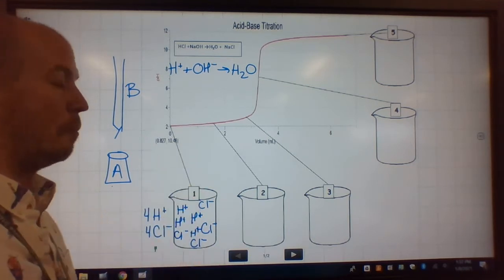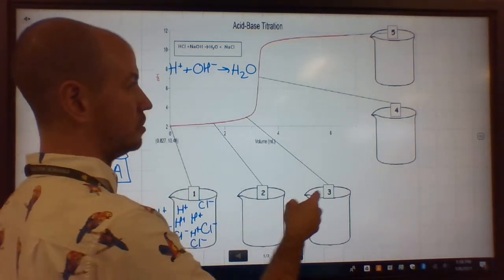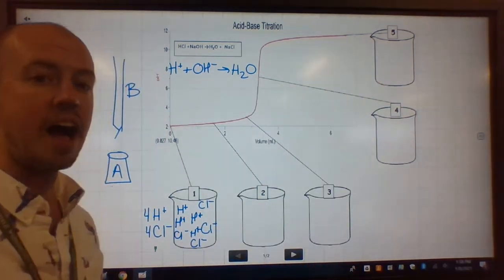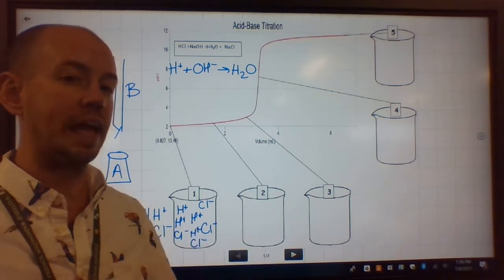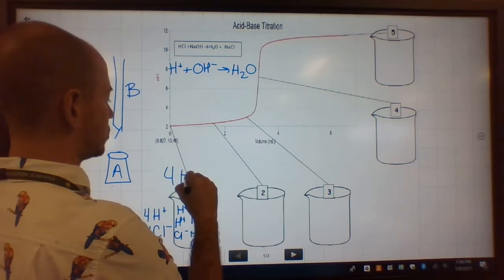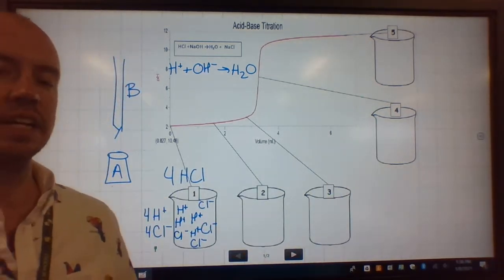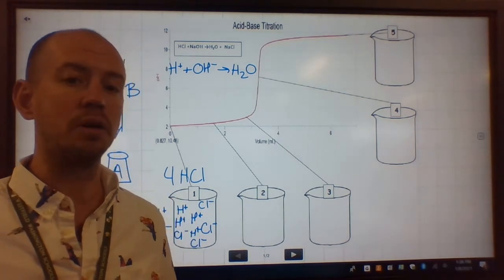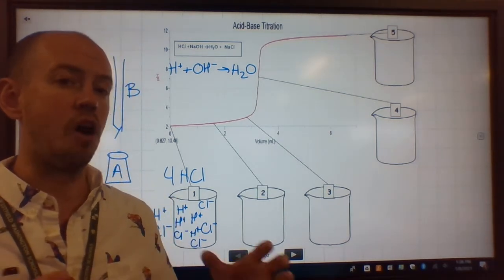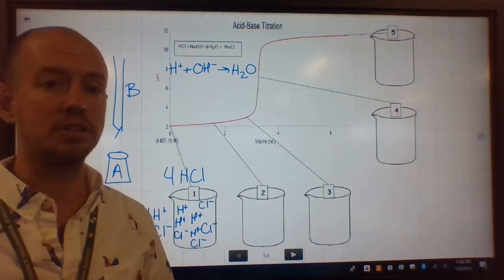We have added no base, but as soon as we drip from 1 to 2 to 3 to 4 and then end at 5, we're going to be adding to it a certain number of bases. So we think here this had 4 HCl's. We've got beaker 2, beaker 3, and we're actually going to jump ahead to the next most important place in a strong titration, or really any titration, the equivalence point.